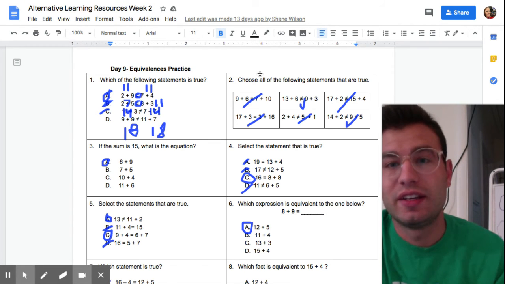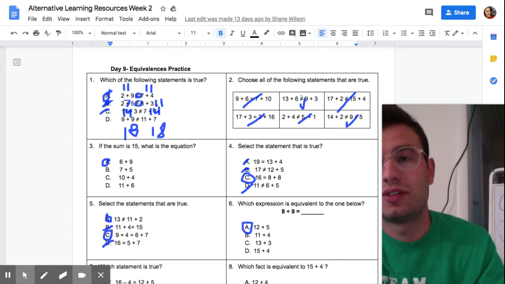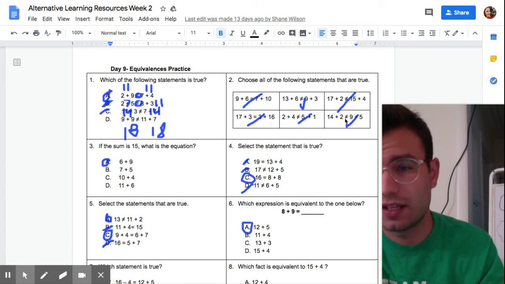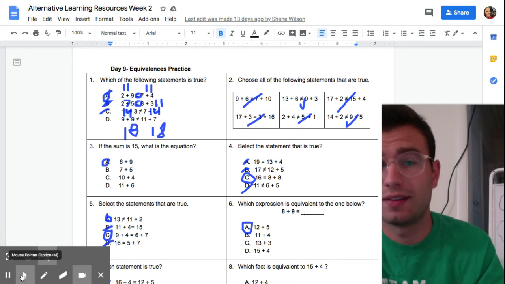All right. Number 2, you had 2 true statements. This one here and this one here. Again, remember, guys, if I make a mistake, let me know so I can fix it and so that you can share with your classmates so that nobody gets confused because I make mistakes.